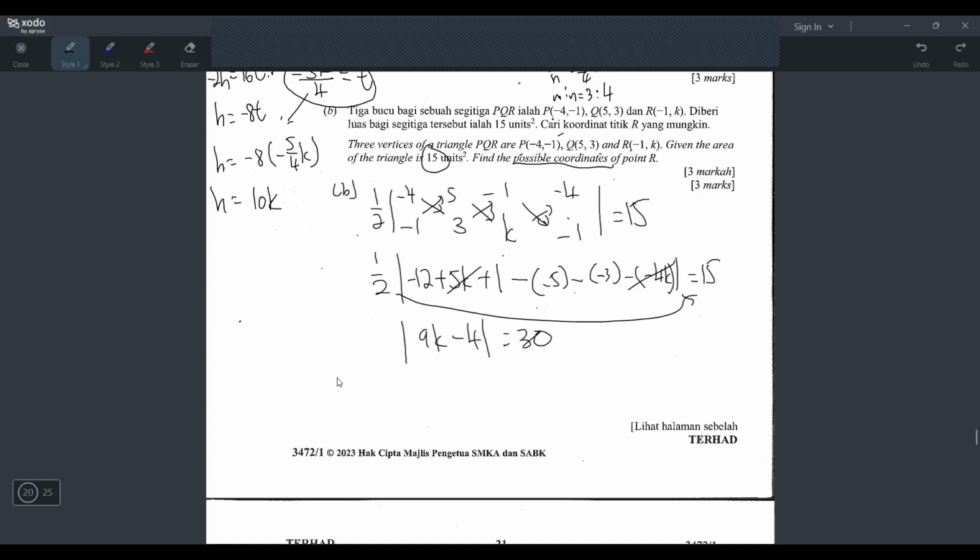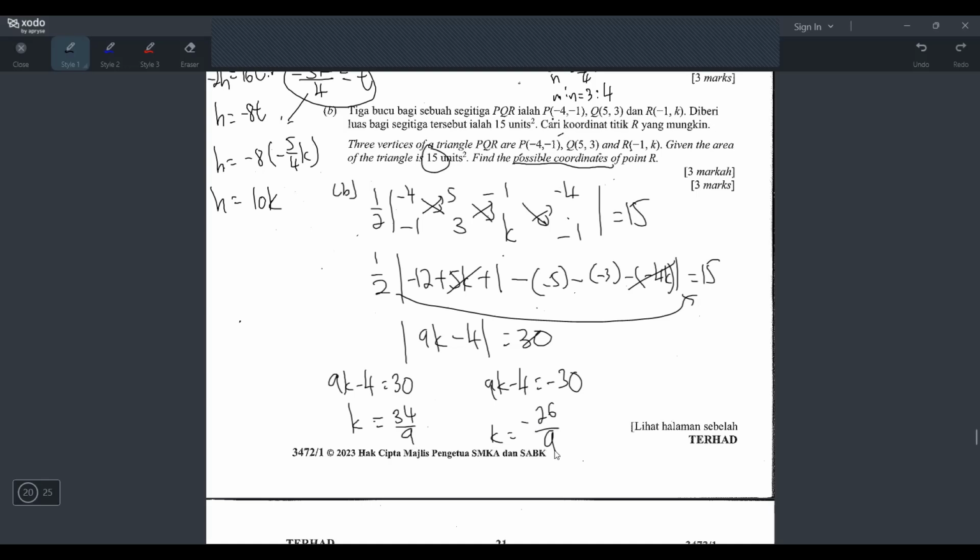Okay, now how to solve for k? You have to open the modulus. When you open the modulus, there will be two answers, one positive, one negative. So you can find your k here and you can find your k here. So the answer will be 30 plus 4, which is 34, divide 9. So 34 over 9. And then this one will be negative 30 plus 4, which is negative 26, and then divide 9. So negative 26 over 9.